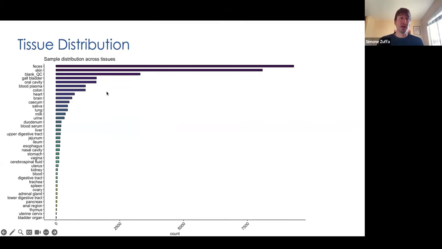So regarding the tissue distribution, obviously, as I mentioned before, we have a lot of fecal samples because we are focusing on that, but we also have a lot of skin samples, blood samples, or tissue samples, for example, brain and heart. As you can see, we have a lot of different tissues with different levels of granularity.